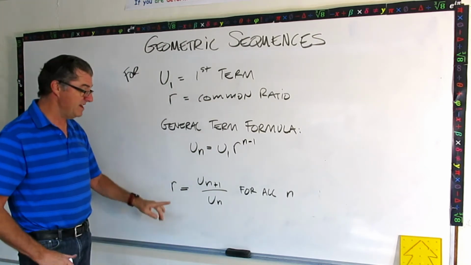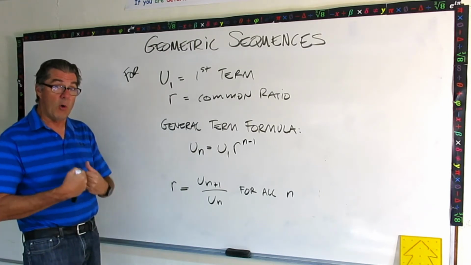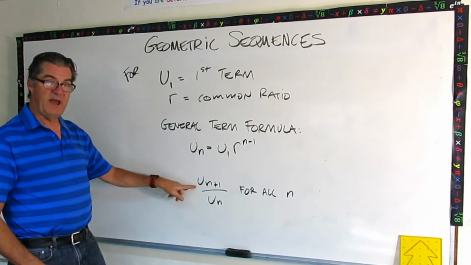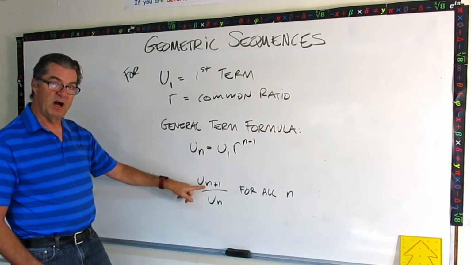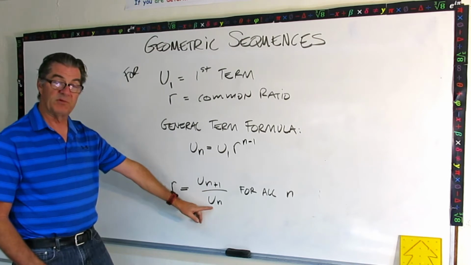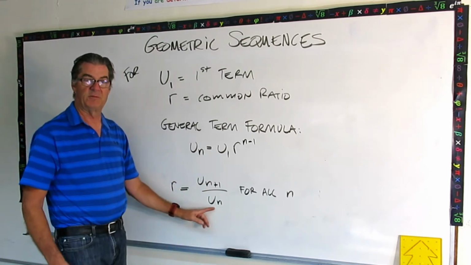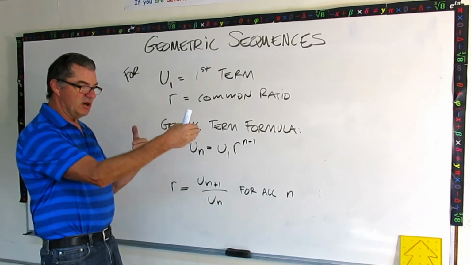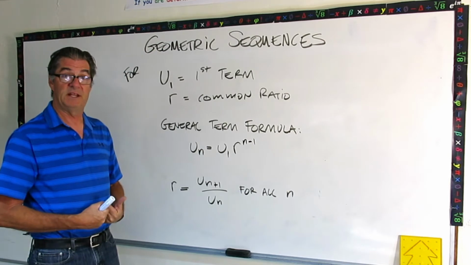Now we want to define r in an interesting way here. r is the common ratio, and it's always going to be whatever un you're looking at, one term that's a little further along, divided by the previous one. So this might be the 9th term, this would be the 8th term. If you always divide the term by the previous one, you'll get the common ratio, and that's going to be useful a little bit later.